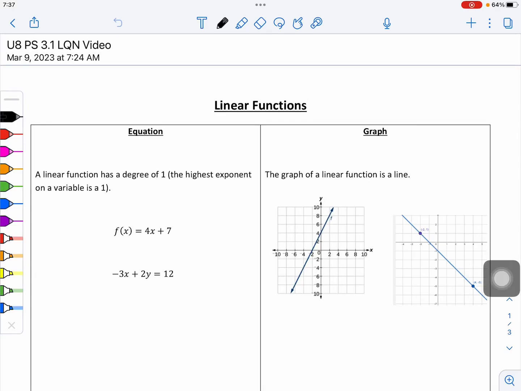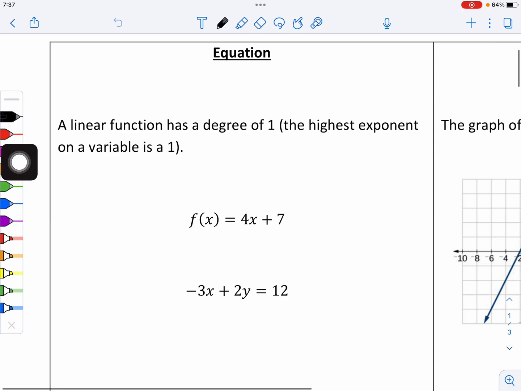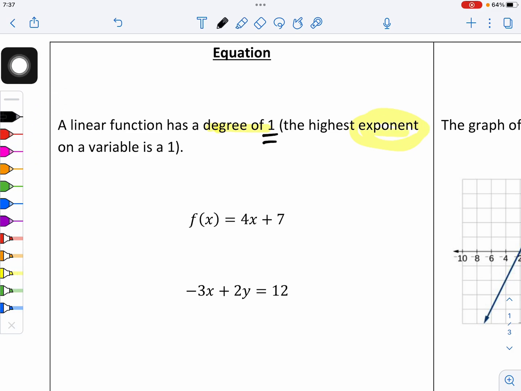When deciding whether or not a function is linear, you can look at three different representations of that type of function. The first representation you might see is an equation, and a linear function has a degree of 1. The degree is the exponent, and when I say that the degree is 1, that means the highest exponent that we have is a 1.